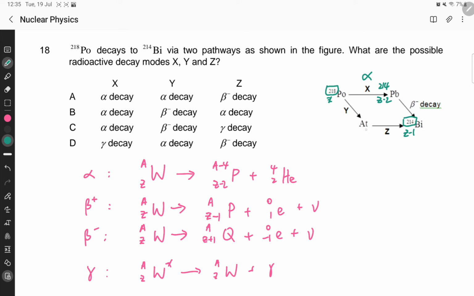So therefore the bottom chain must have been beta minus decay first. So you turn into 218, Z plus 1. Then after that, you subtract 4 from the top and 2 from the bottom for the alpha decay. So you get 214, Z minus 1. Okay, so that will be option B.